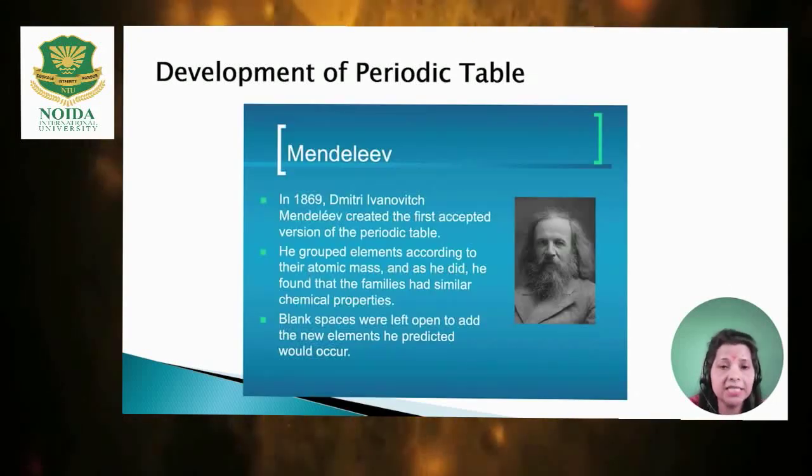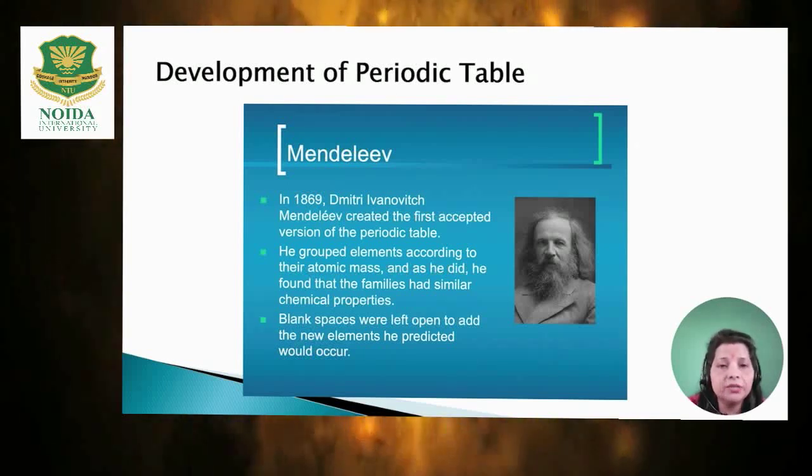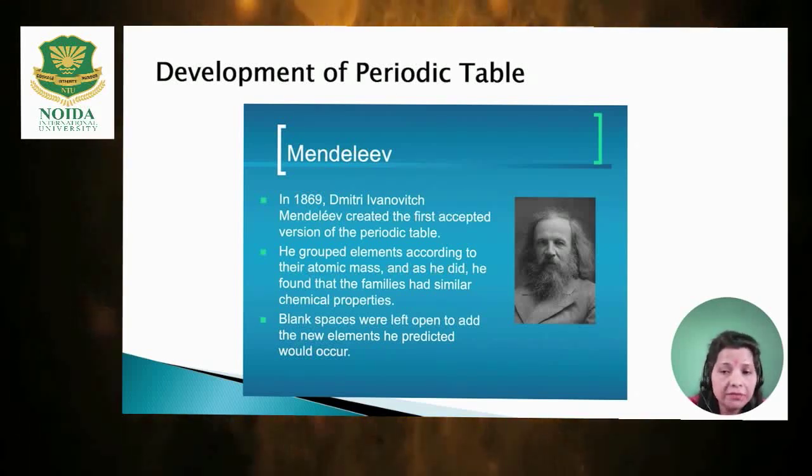Now in 1869, as I told you earlier, the whole credit goes to Mendeleev, but it is not the sole work of Mendeleev only. It was a consistent development, the consistent work of various scientists, for the development of this modern periodic table.